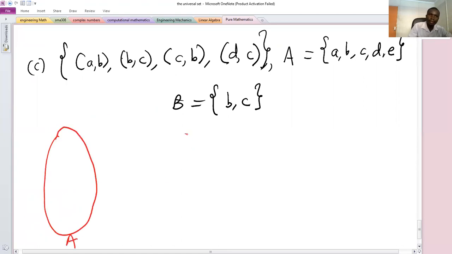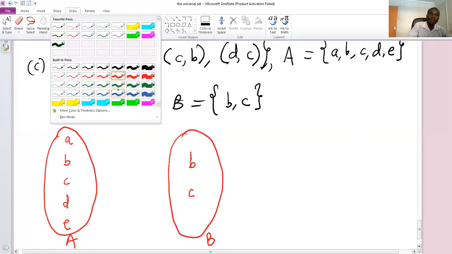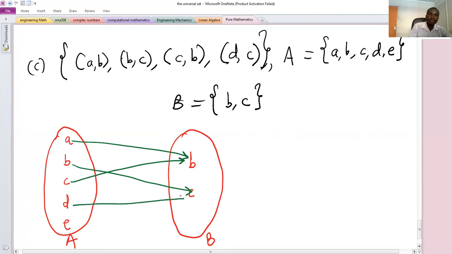So this is set A, and this is set B. Now A has A, B, C, D, and E. This other one has just B and C. Now, when you say (A, B), it means A is mapped to B. (B, C) means B is mapped to C. (C, B) means C is mapped to B. (D, C) means D is mapped to C. And since there are no two arrows from these elements in set A, then this relation is a function.